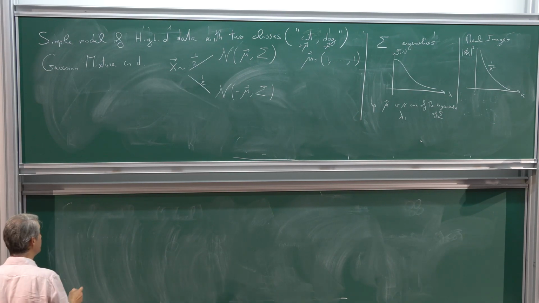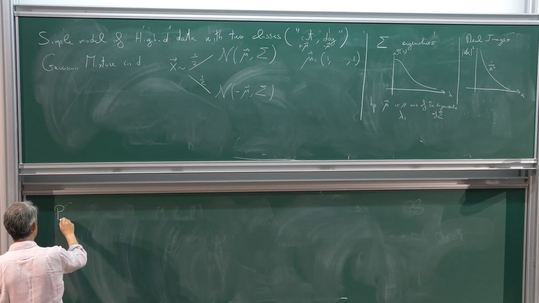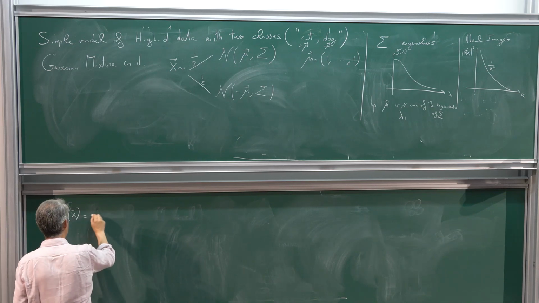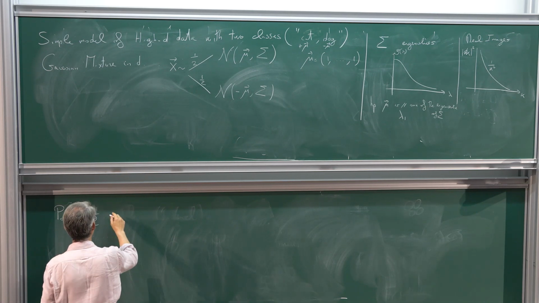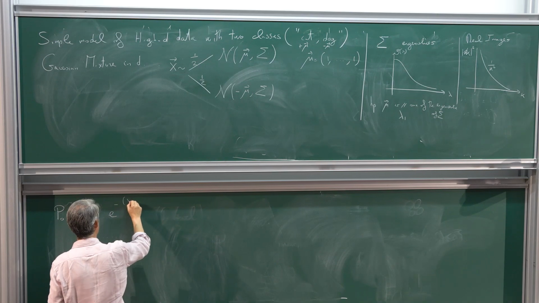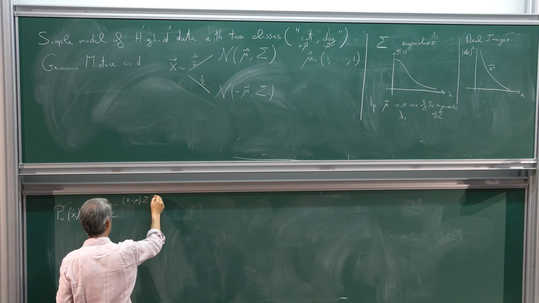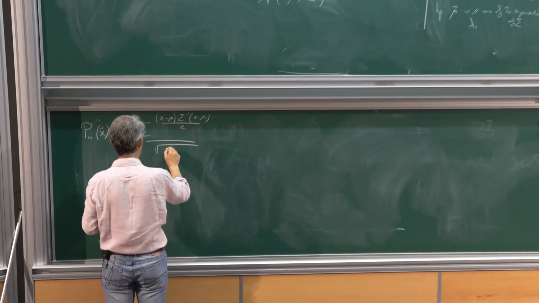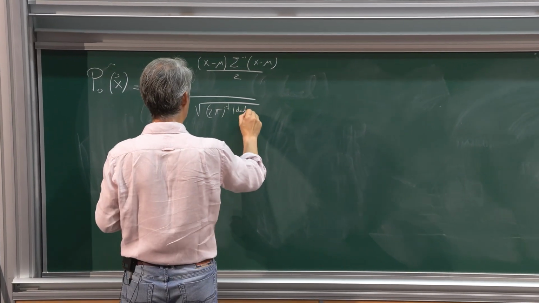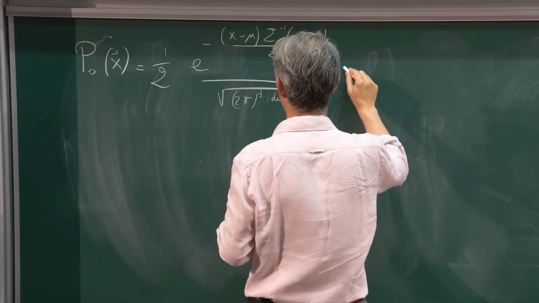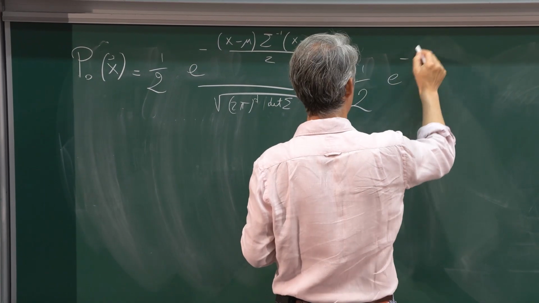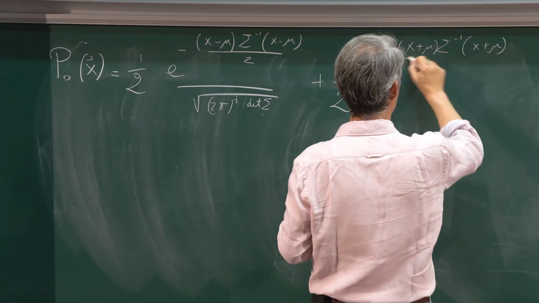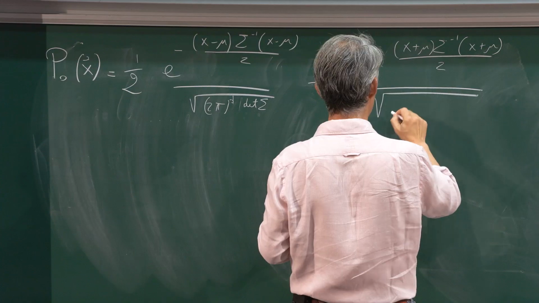Okay, so first thing, what is the probability? If I take the same notation as yesterday, P0 of x is, with probability 1/2, this Gaussian: exponential of minus (x minus mu) sigma inverse (x minus mu) divided by 2, over square root of (2 pi) to the d times the determinant of sigma. And then with probability 1/2, you have the other Gaussian, exponential of minus (x plus mu) sigma inverse (x plus mu) divided by 2, with the same normalization factor.